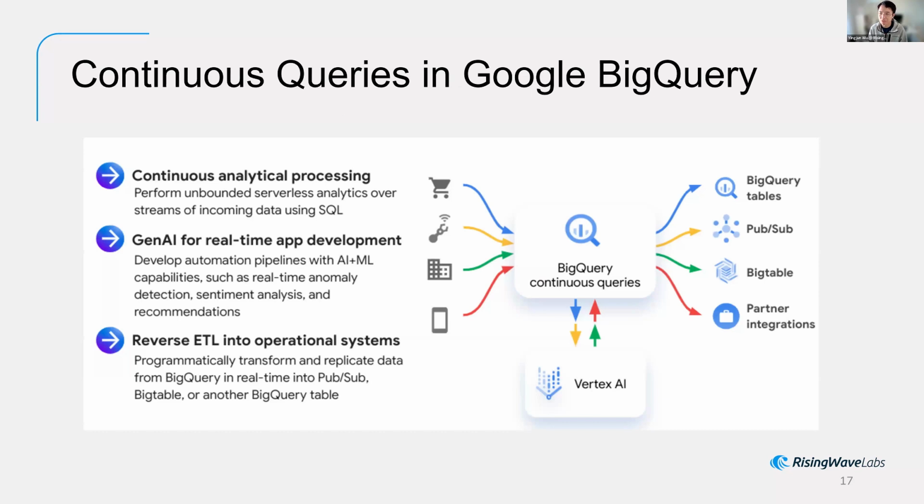Continuous queries, as just mentioned, was just released last week by Google BigQuery. The purpose of it was to perform continuous analytical processing. They also mentioned a lot about Gen AI, and I can talk a little bit more about that part. They mentioned Gen AI for real-time application development, and also reverse ETL into operational systems.